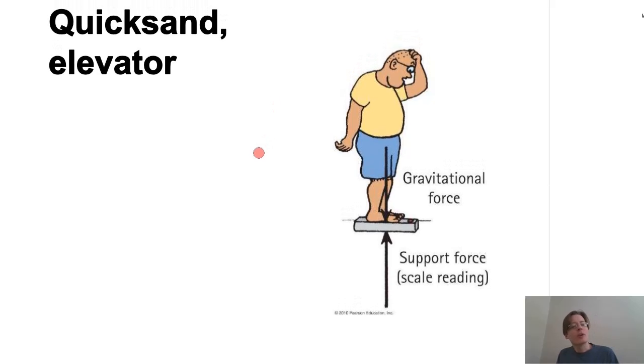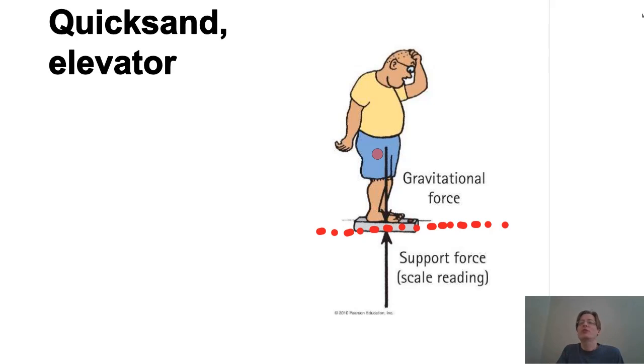It doesn't always give your correct weight. For example, what if you tried to do it on quicksand? Wouldn't the scale be sinking downwards? And in that case, the support would actually be smaller than what your weight actually is. Okay? So it's not true that the support force is always equal to your weight.